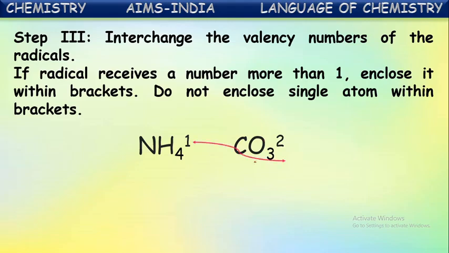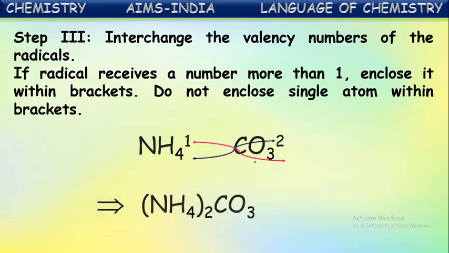Now, we are interchanging the numbers and hence it becomes NH4 taken twice, CO3. This is the molecular formula of ammonium carbonate. As the number obtained here is more than 1, this radical is kept in brackets, and as the carbonate radical is getting only 1, there is no need to keep it in brackets. Finally, the molecular formula of ammonium carbonate is obtained as (NH4)2CO3.